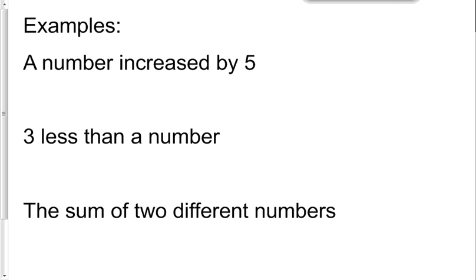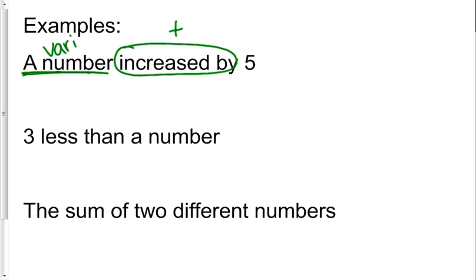Okay, a number increased by 5. So we see this increased by. It's increasing, we're getting bigger, so we're going to use addition. We also see a number here. We don't know what this number is. When we don't know what a number is, we use a variable to represent that. The variable you use can be whatever you choose. It could be n, it could be x, it could be y, it could be your first initial, doesn't matter. I'm going to use x, so we have a number plus 5, x plus 5.